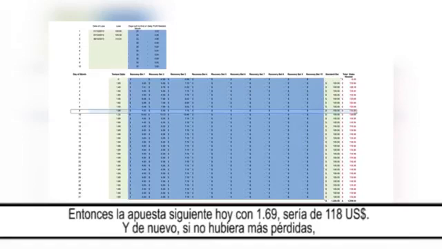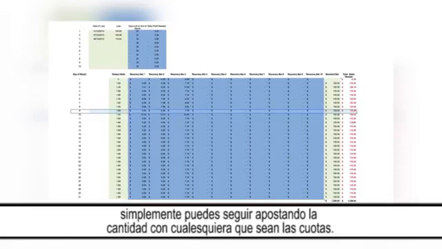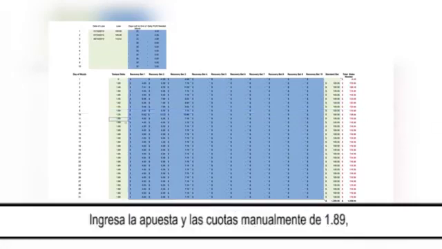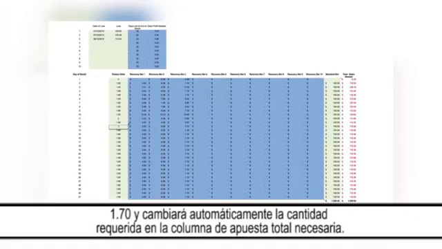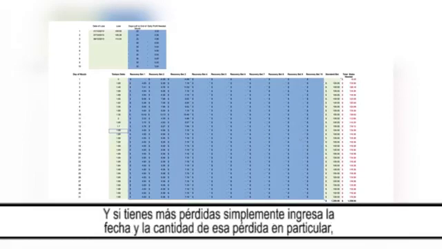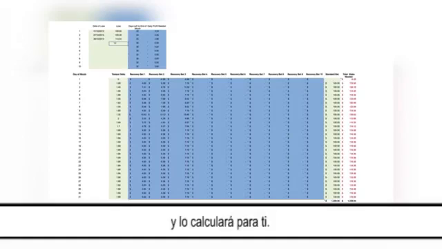And again, if there were no more losses, you just carry on betting the stake, whatever the odds were. So enter the stake at the odds manually. 2, 1.89, 1.7, and it will change the amount required in the total stake needed column. And if there are any more losses, just simply enter the date and the amount of that particular loss, and it will calculate it for you. You've got all the way to 10 losses in the month.